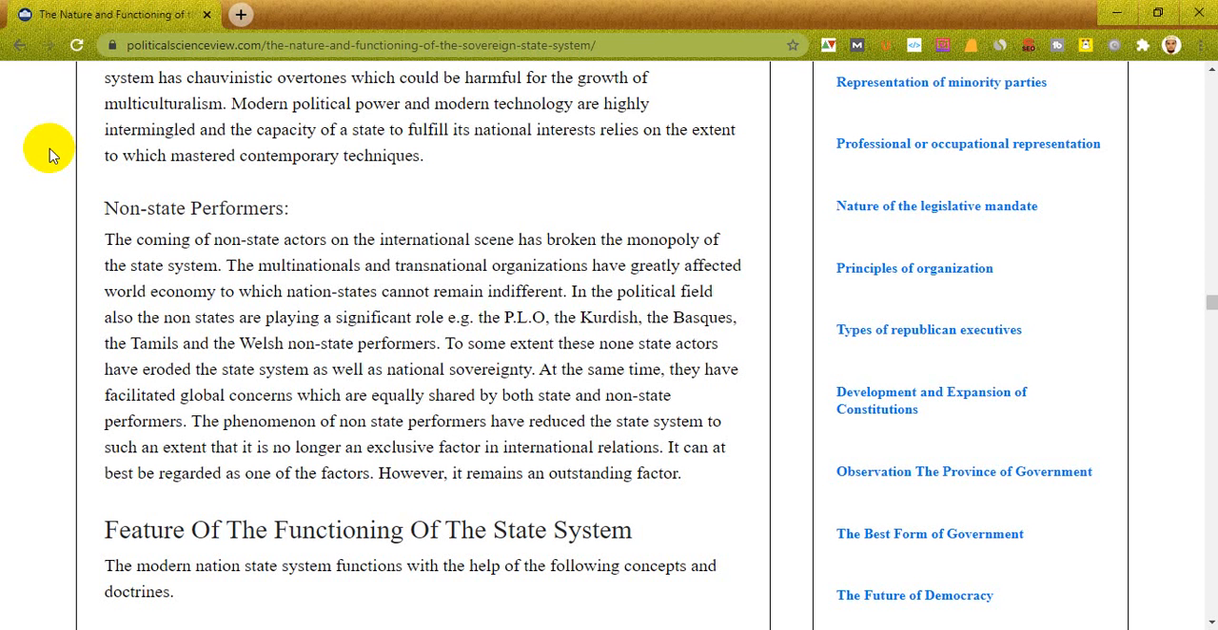The phenomenon of non-state performers has reduced the state system to such an extent that it is no longer an exclusive factor in international relations. It can at best be regarded as one of the factors. However, it remains an outstanding factor.